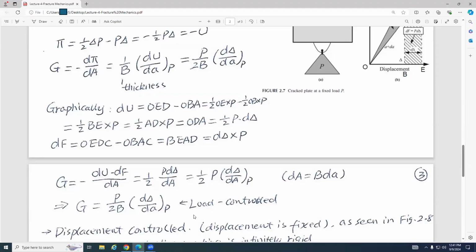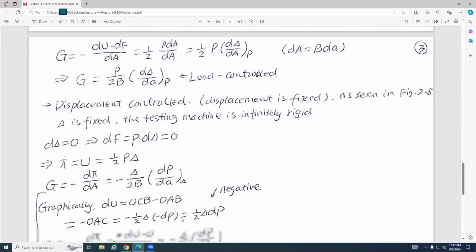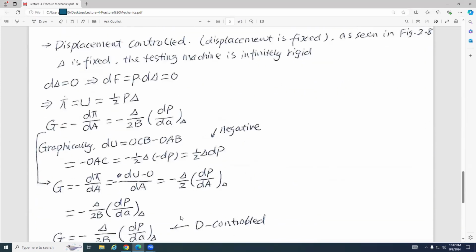Questions, guys? No question? We look at the opposite one, displacement control. As the name suggests, the displacement is fixed. With the same specimen and the same displacement, I increase the crack length a little bit, a little bit, a little bit. What I want to calculate is how the crack length affects the load. You can see delta is fixed by the testing machine.